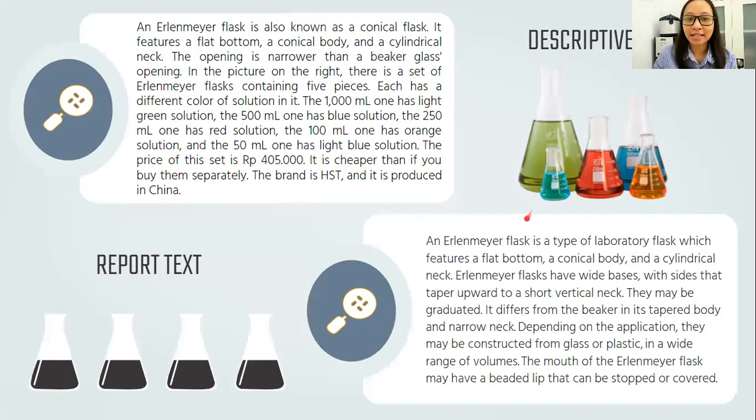Nah, ini contohnya. Sama-sama menjelaskan tentang Erlenmeyer. But one text is a descriptive text and the other one is a report text. Coba dilihat. Erlenmeyer flask is also known as a conical flask. It features a flat bottom, a conical body, and a cylindrical neck. Blah, blah, blah, blah, blah.